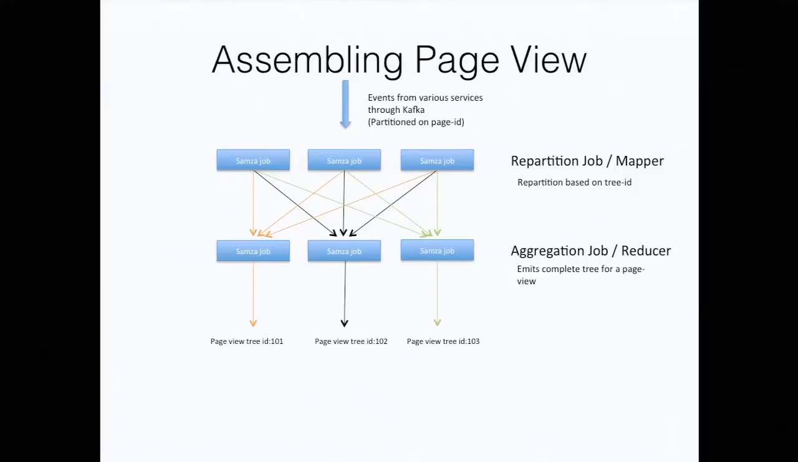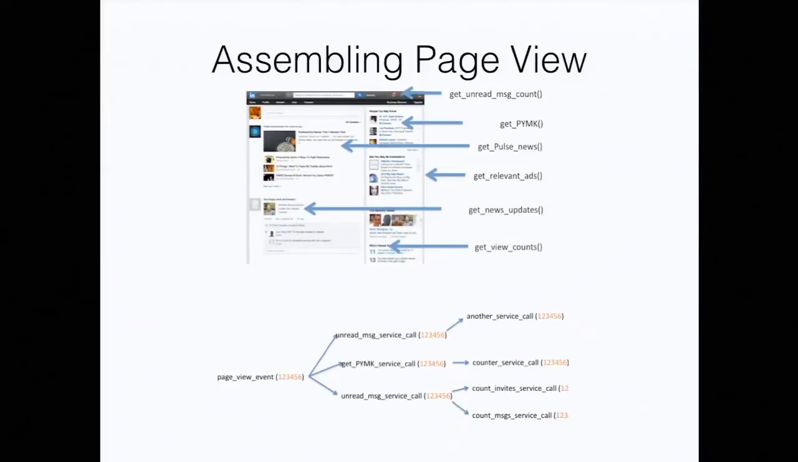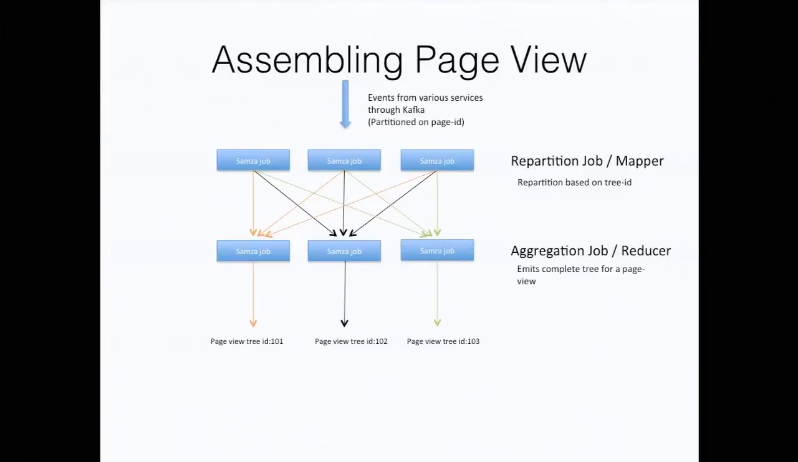So the first series of Samza jobs that you see essentially do repartitioning, which, if you have worked in Hadoop, you can imagine to be something similar to a Mapper, where you are reassigning the event itself to a different ID, which is the tree ID. And in the second step, there's another series of Samza jobs that aggregate all these tree IDs, and hence you can construct the graph you see at the bottom. So this is a very famous example that we used at LinkedIn. It was one of the first use cases we used Samza for.